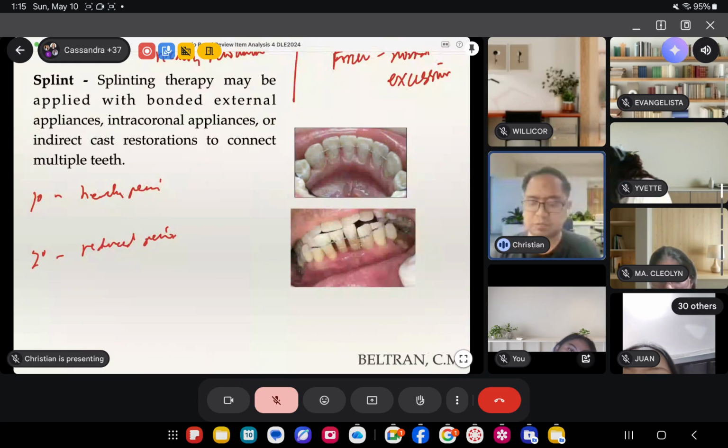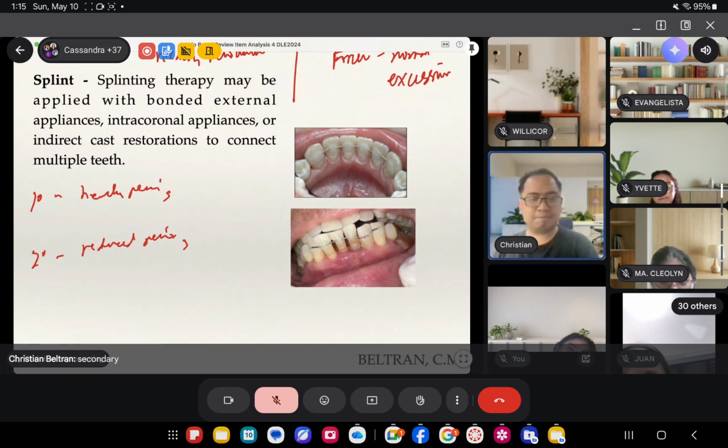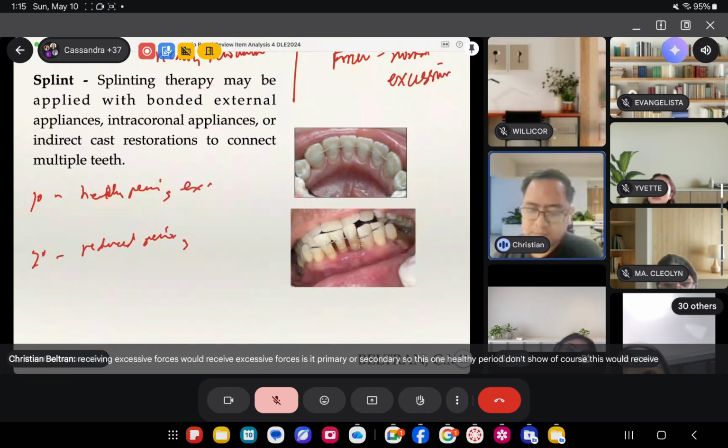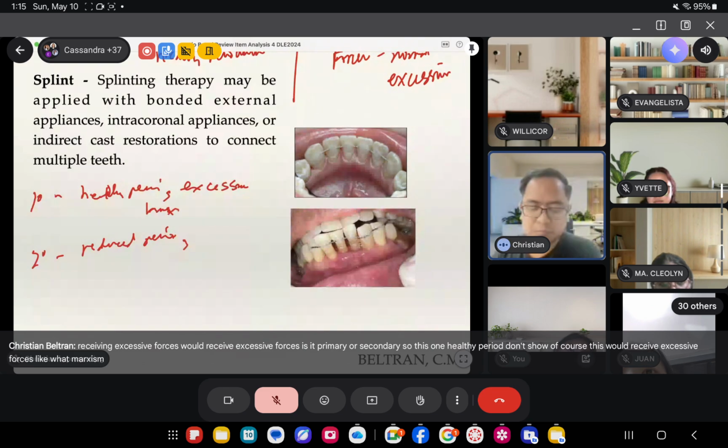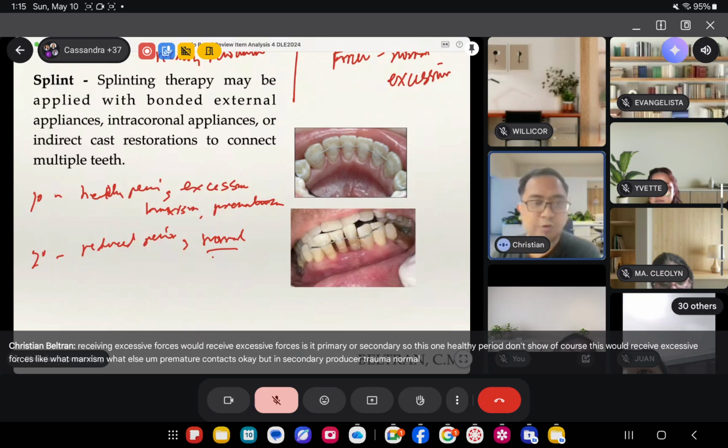Which one would receive excessive forces? Is it primary or secondary? So this one, healthy periodontium, of course, this would receive excessive forces like what? Bruxism. What else? Premature contacts. Okay, but in secondary occlusal trauma, normal forces.